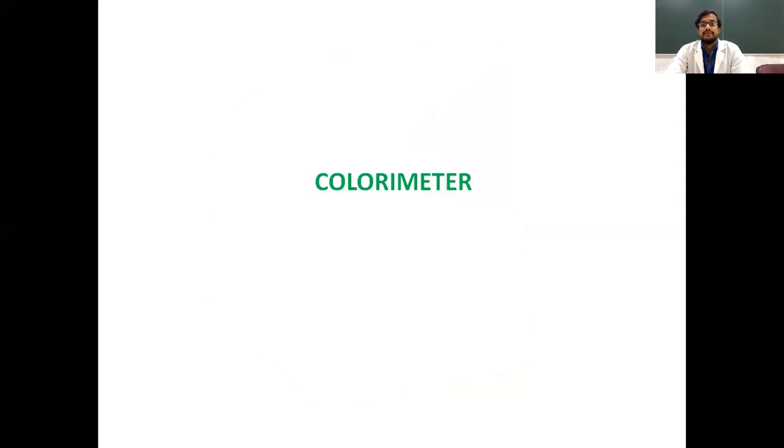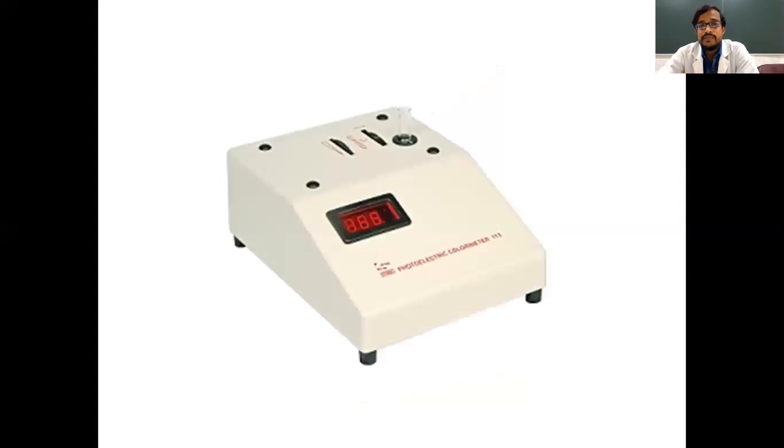And colorimeter. You all know what a colorimeter is. You have done many experiments in the colorimeter, many estimations. So this is the colorimeter. You know how to operate the colorimeter, and you have already done many estimations of different substances like glucose, urea, creatinine in our laboratory.